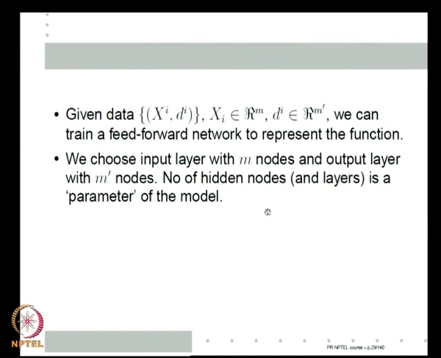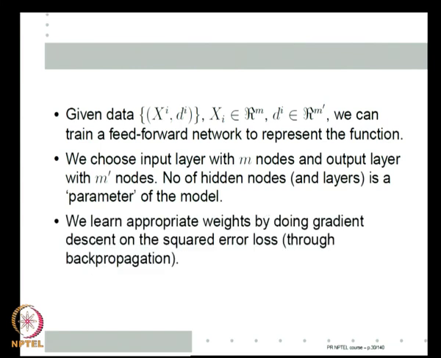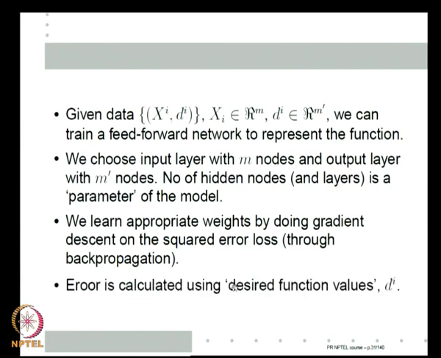Once we have fixed a structure, we can learn the weights by doing gradient descent on the squared error loss using backpropagation. Essentially, to do the gradient descent we need to calculate the error on each training sample, and in this particular case there is absolutely no difficulty in deciding what the error is, because the desired outputs are given. If I give xi as input, my training sample tells me exactly what should be the output, right? So, the error is always calculated using the desired function values, namely di. So, this is how we can certainly learn functions.